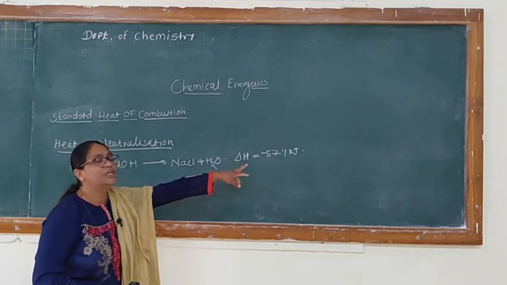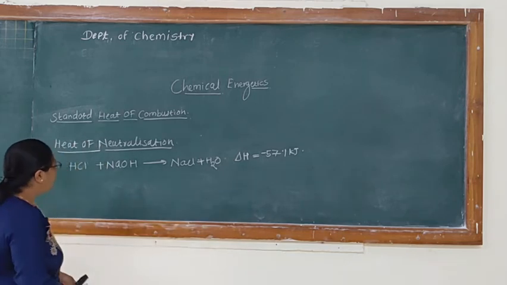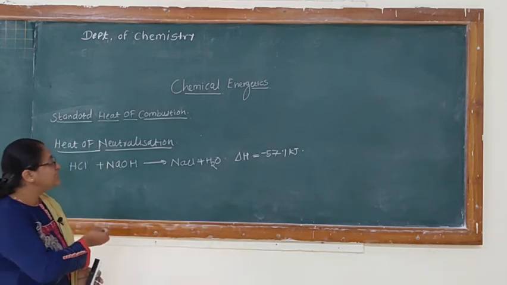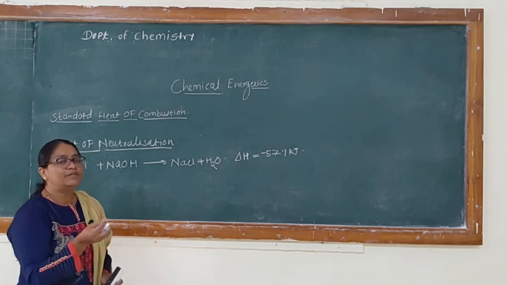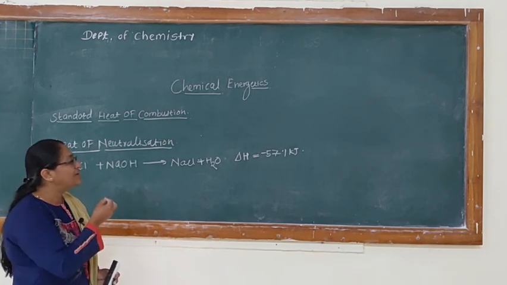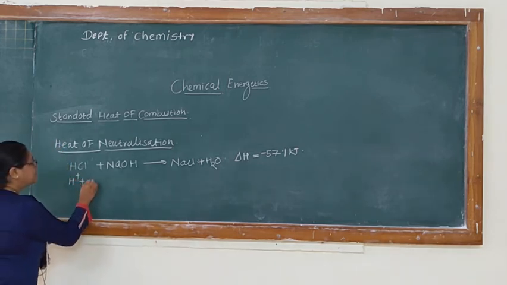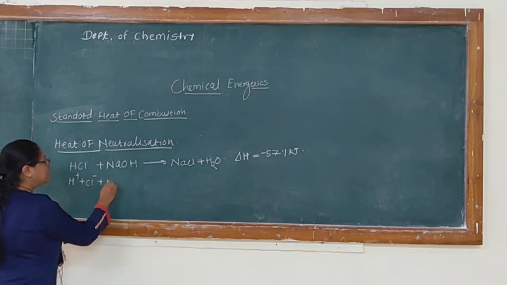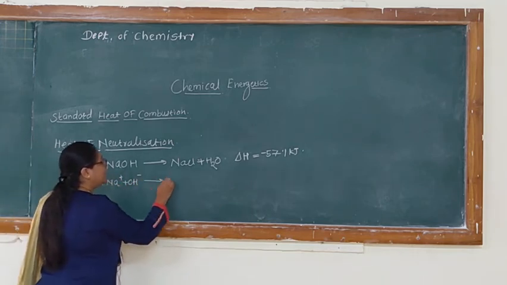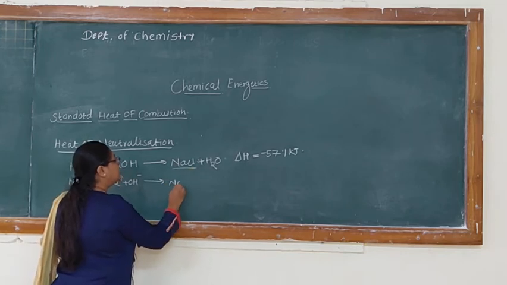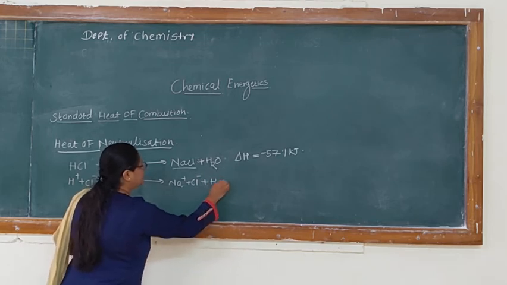The heat of reaction is always minus 57.1 kilojoule. Now, as we know that both of these are strong electrolytes, in aqueous solution both of them dissociate completely. So if we write this reaction in the ionic form, it can be written as H plus Cl minus plus Na plus OH minus, which will also form the ions Na plus and Cl minus, but the water will be undissociated.